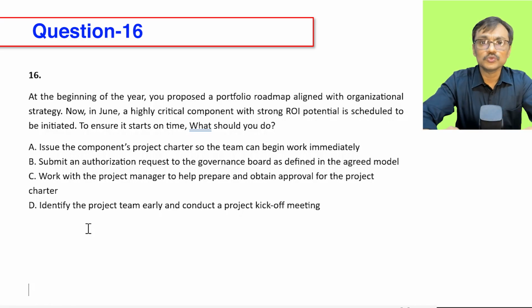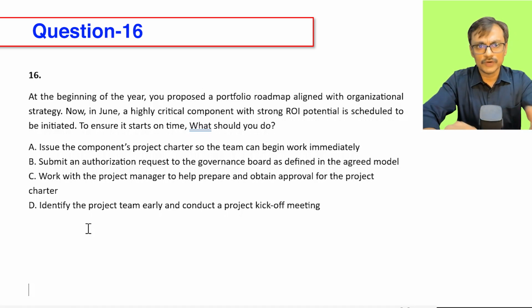Usually we need to go through an authorization process, where everything is as per agreement, but still I want to take a governance approval before I initiate the component, because it's a big step. Let's see option B. Submit an authorization request to the governance board as defined in the agreed upon model. Mostly looks great. Because I have an approval, I will follow it and submit on time so that the governance board can review it.